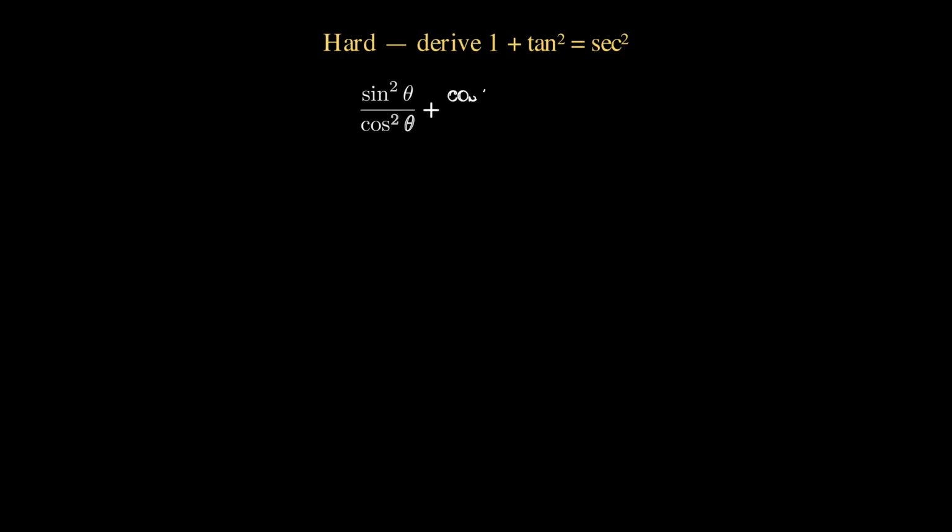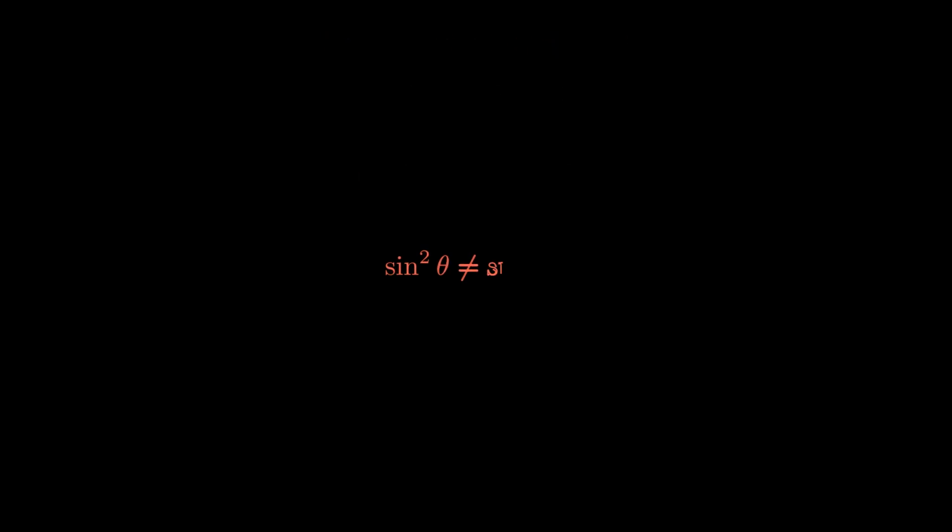Divide every term of sine squared plus cosine squared equals 1 by cosine squared theta. Simplify to tangent squared plus 1 equals secant squared, and that is the structure behind many algebra manipulations. Common mistake, confusing sine squared theta with sine of theta squared. Different meanings, different numbers.